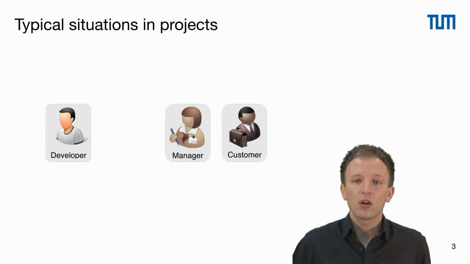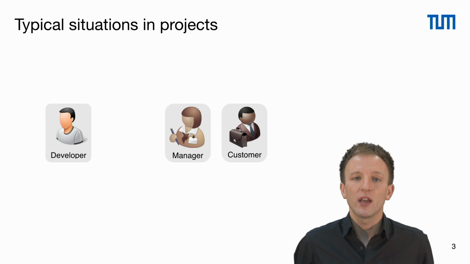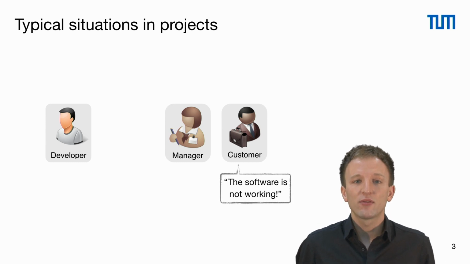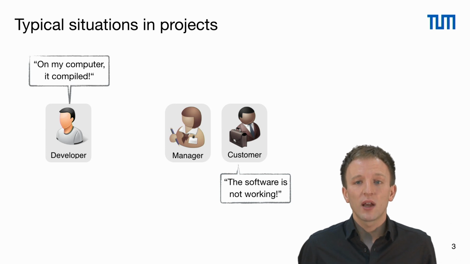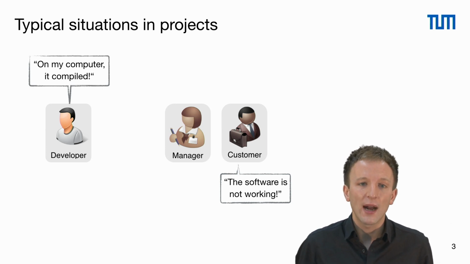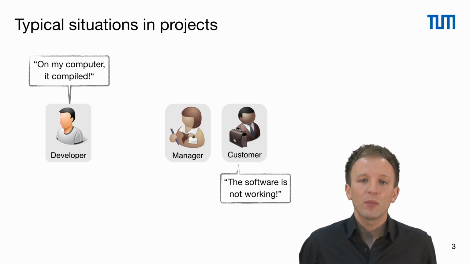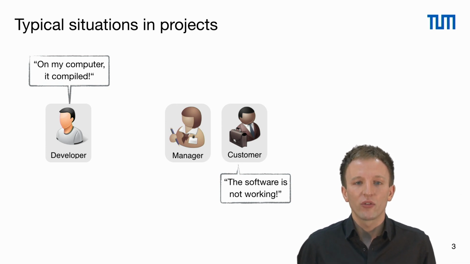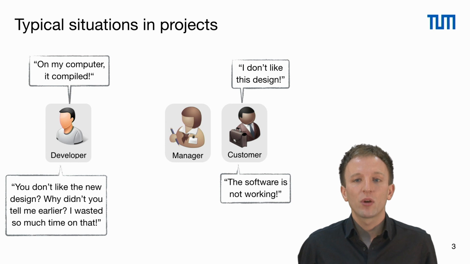There's the developer on the one side in a development team, and manager and customer on the other side. The customer says, for instance, the software is not working, and the developer then replies, on my computer it actually compiled and worked. This is a typical situation where the development environment and the target environment are different. Another situation could be that the customer says, I don't like this design, and then the developer replies, the customer doesn't like the new design.